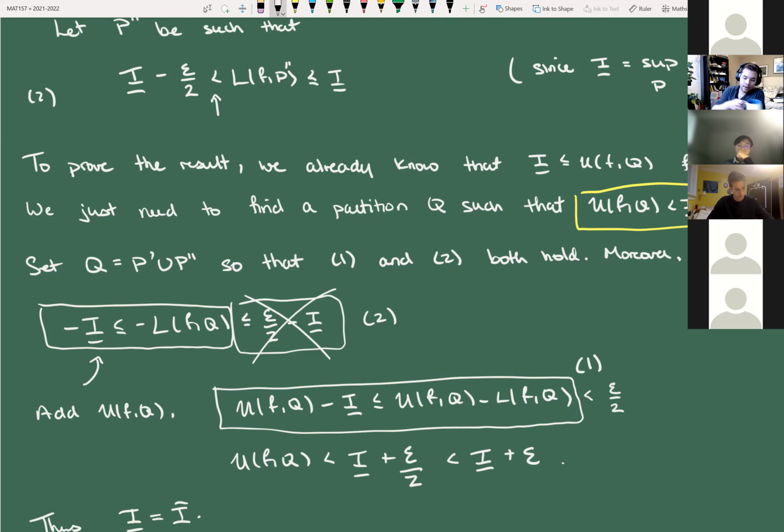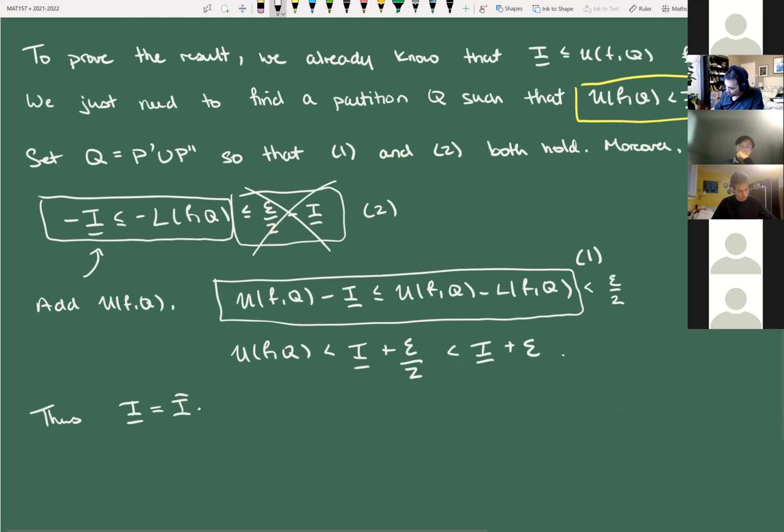And this is where I'm saying I didn't actually need epsilon over 2 here. I thought I was going to add these, but I didn't. So I actually just needed that it was less than epsilon. Then I can move the lower integral to the right-hand side, and that gives me the result that I wanted. Okay, so yeah, it's equal.